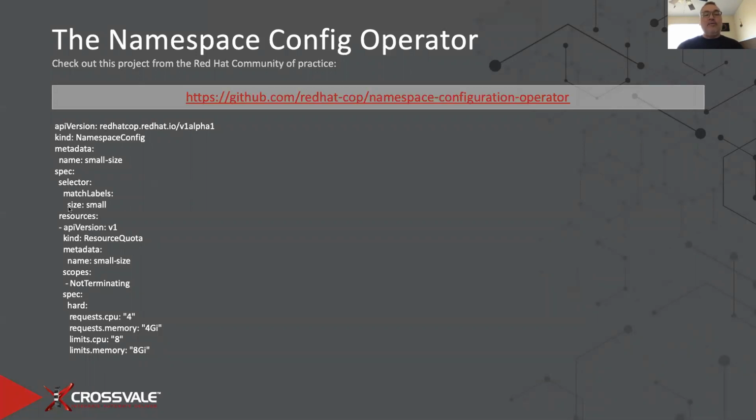You notice we labeled our namespace with a small, right? You'll see that match label here in the selector for this CRD. And then you see that this resource quota is what gets applied when it matches that label. So this operator goes through and monitors all the namespaces, and it says, if I find a label that matches, I'm going to automatically assign these quotas. So instead of having to do all that manually, now all you have to do is label your namespace. And that becomes much easier to do in an automated fashion as well.